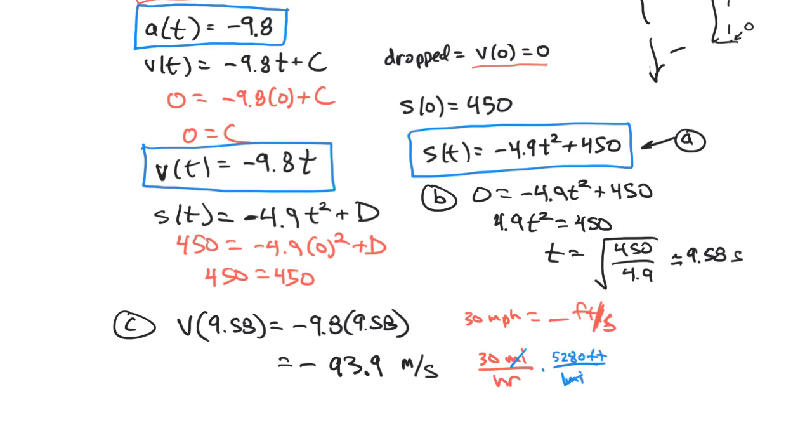And then we're left with feet, which is what we want. Then we need to get hours into seconds, so we multiply by 1 again. I'm going to put the hours up here because I want them to cancel with this hour down here, right? So I want hours to cancel.